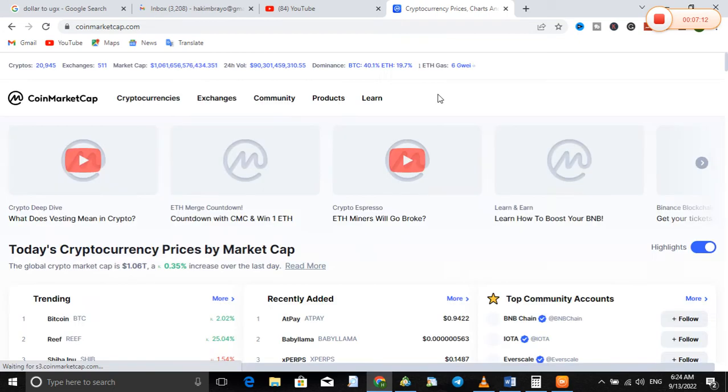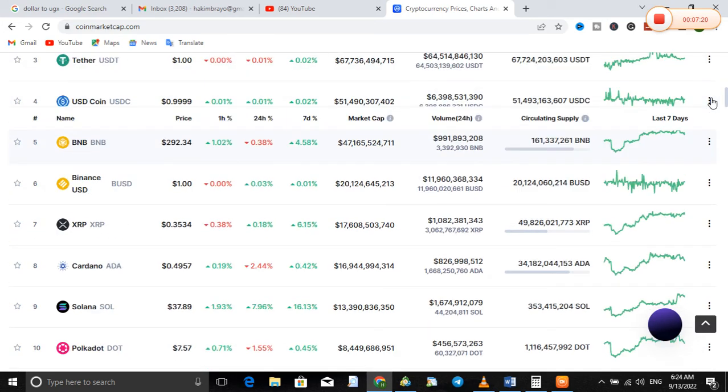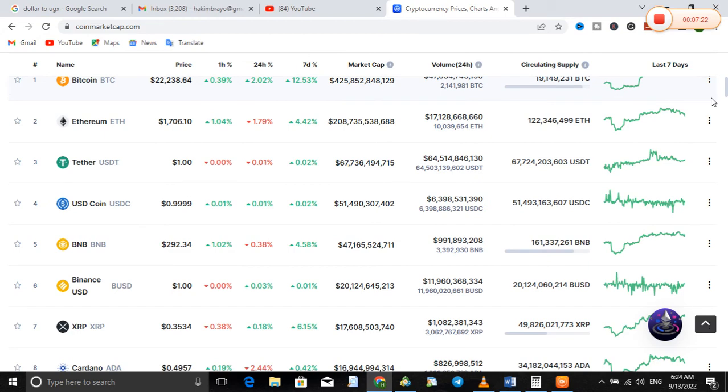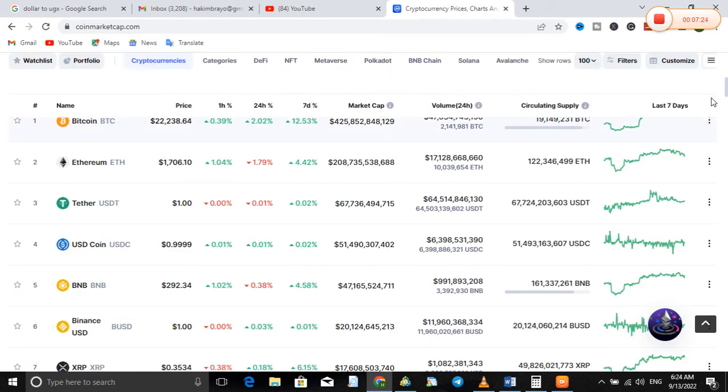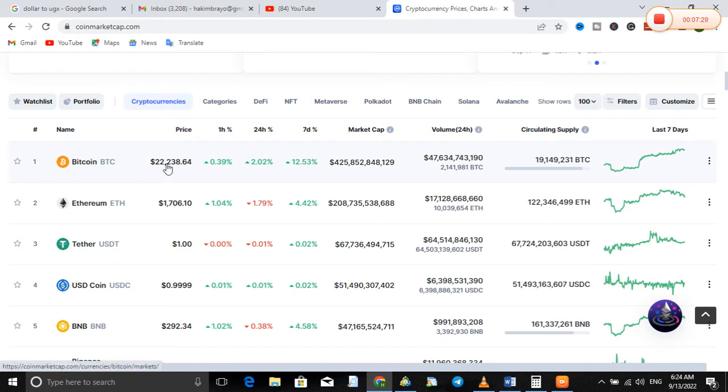Now I'm waiting for it to load. After, I'm going to scroll down. Now you can see the price of Bitcoin is 22,238. It has changed. So that's what I'm trying to explain for you, that there is a lot of demand and supply in the market at the moment. Bitcoin is one of the cryptocurrencies which are so volatile.